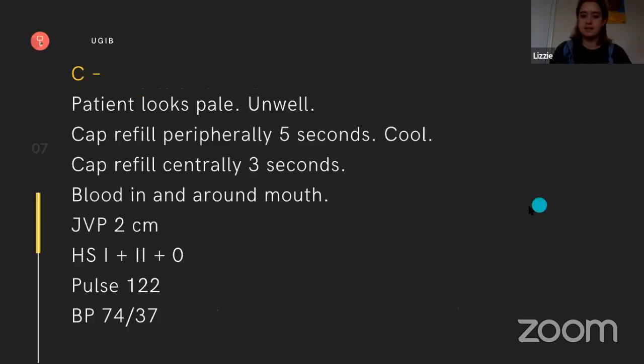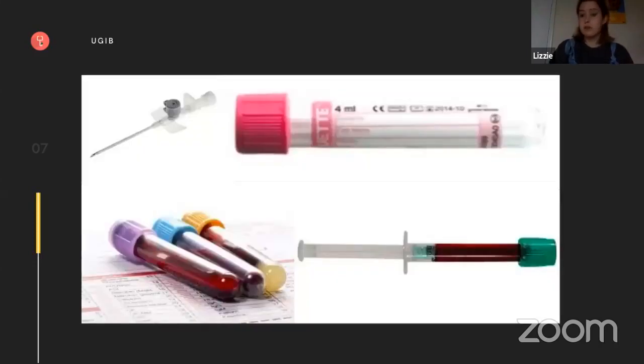So then we get on to C. So looking at this patient, he looks pale, he looks awful. You do a quick cap refill and peripherally it's about 5 seconds and he's very cold to touch. Centrally it's about 3 seconds. You can see blood in and around his mouth. JVP looks okay, his heart sounds are clear, but he's tachycardic and profoundly hypotensive. So what are you going to do next?